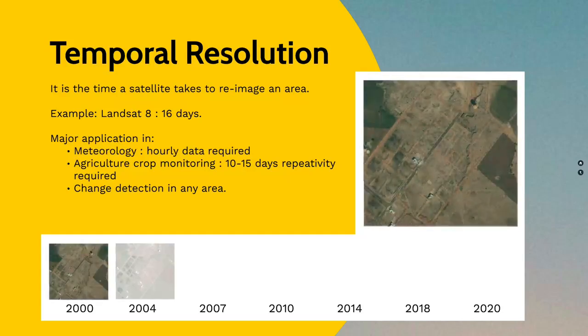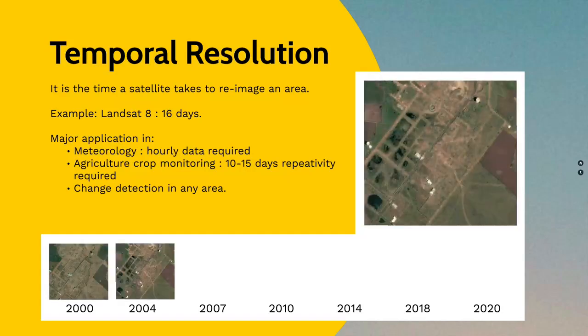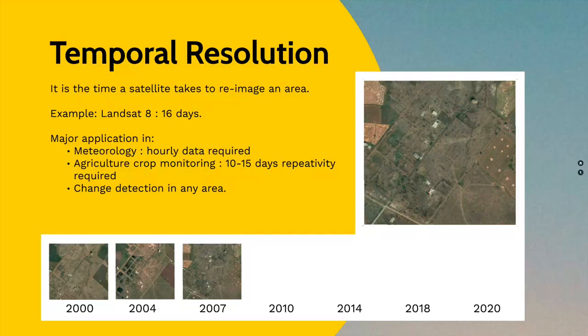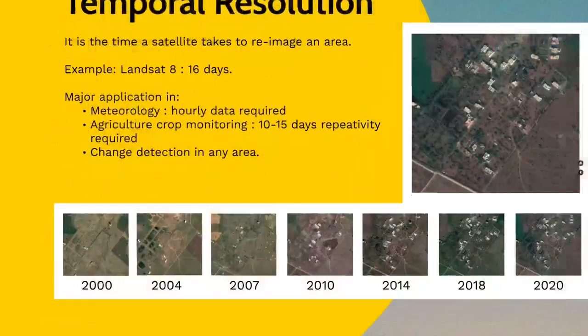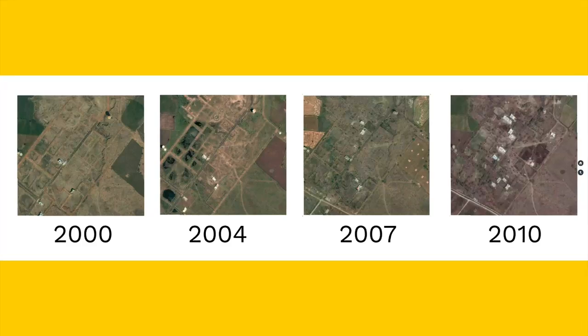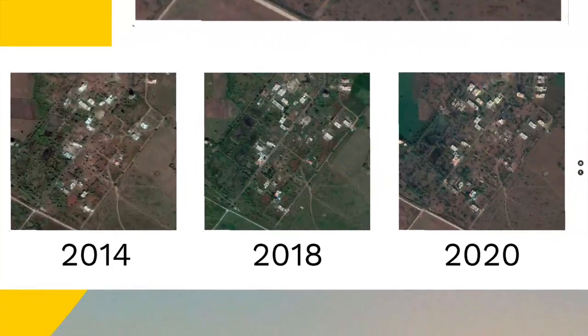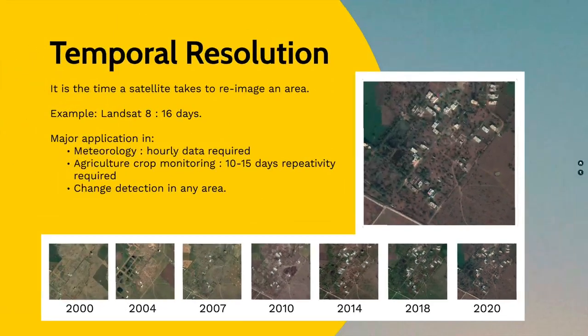Let us consider an example of a long period change detection over an area. These images show how the landscape of the area has changed in the span of 20 years. It can be observed how during the course of time the urban area has increased and so has the green cover. This explains how temporal data could be useful for change detection.